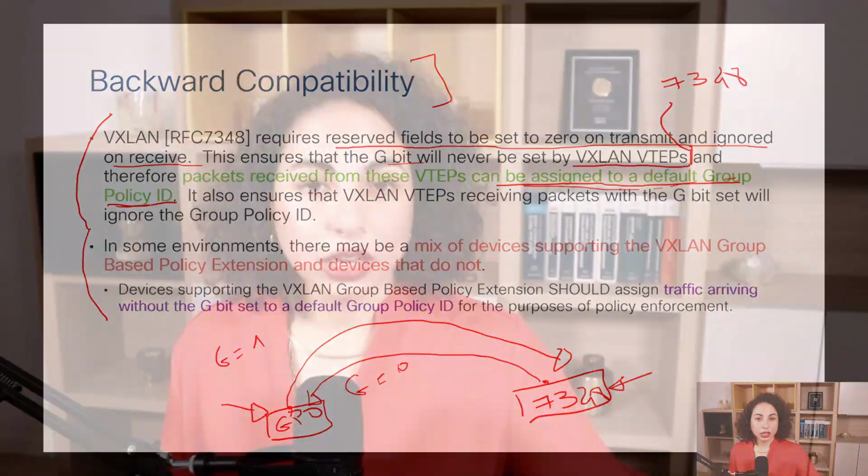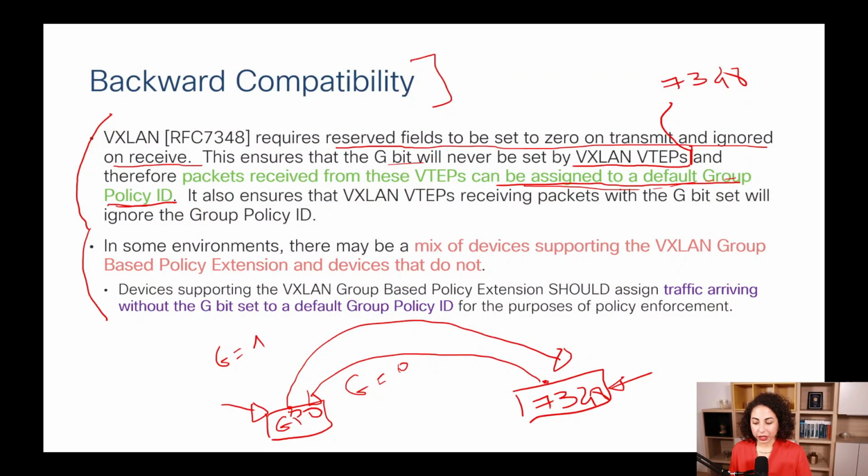So anything that we are receiving from VTEPs that do not support GPU, when we receive that, we are going to assign those hosts a kind of default group policy ID for the sake of policy enforcement, which allows us to apply some policy enforcement on a leaf supporting GPU, even if the traffic comes from a leaf that does not support GPU. With that, we have allowed back and forth communication between the two worlds. So this is what allows us to have a mix of devices supporting the VXLAN group-based policy extension and devices that do not support it.